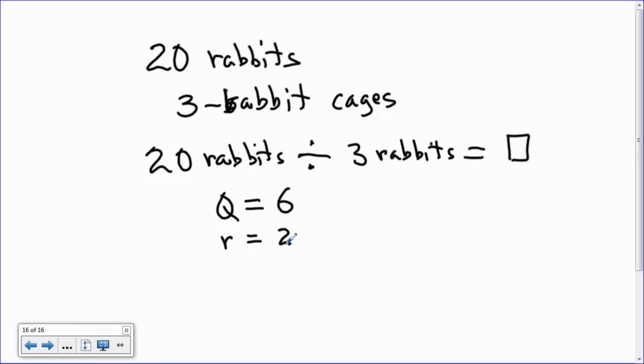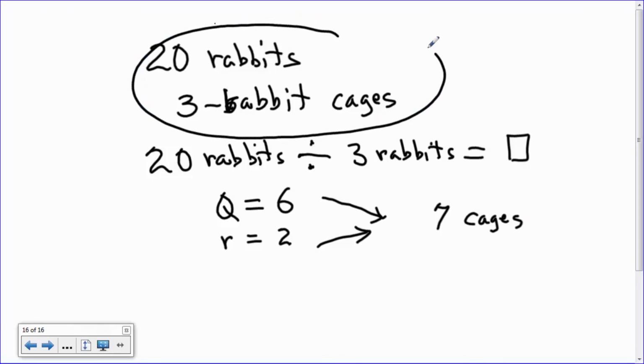So it turns out you need 6 cages to house 18 rabbits, but you've got 2 rabbits left over. But you can't have them hopping all over the pet store without being caged. So both of these numbers lead you to purchase 7 cages, not 6 cages. You need 7 cages. And then there will be problems where your computations, because of the nature of the problem, will lead you to not go up from 6, but to go down from 6.